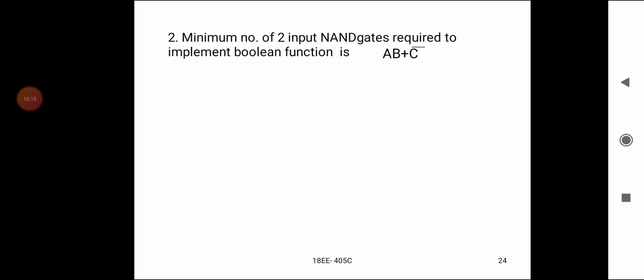Minimum number of 2-input NAND gates required to implement the Boolean function AB plus C complement is: A is 2, B is 3, C is 5, D is 6. The answer is 2.